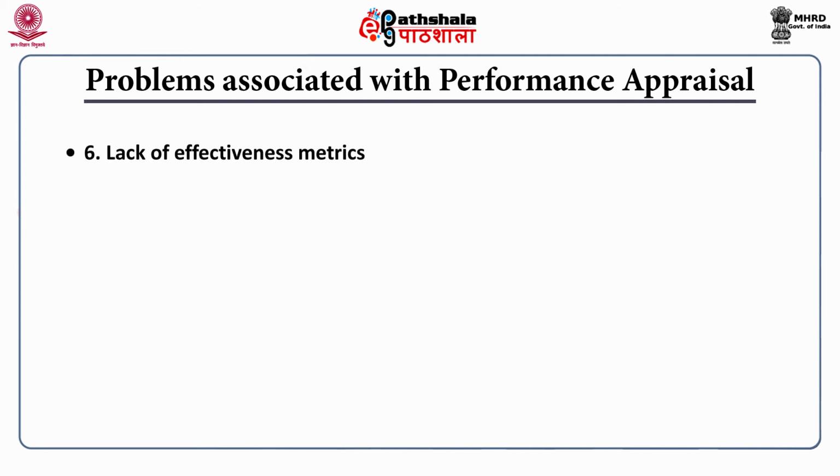Sixth, lack of effectiveness metrics. Many accept that the goals of the process are to recognize results, provide feedback to address weaknesses, determine training needs, and to identify poor performers. Unfortunately, rarely does the process's owner ever measure the process's contribution to attaining any of these goals. Seventh, lack of accountability. Managers are not measured or held accountable for providing accurate feedback.